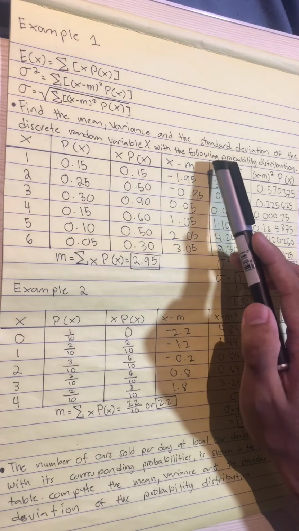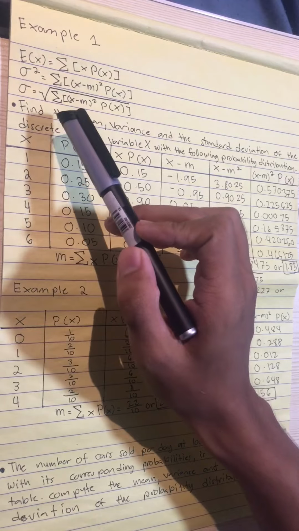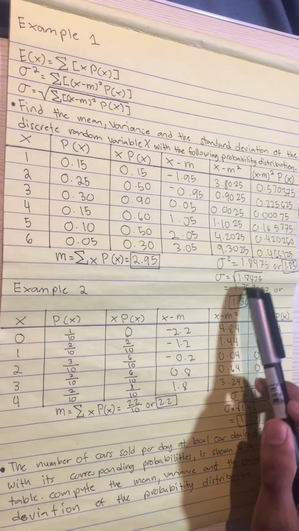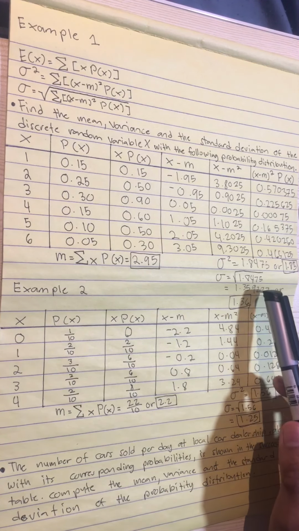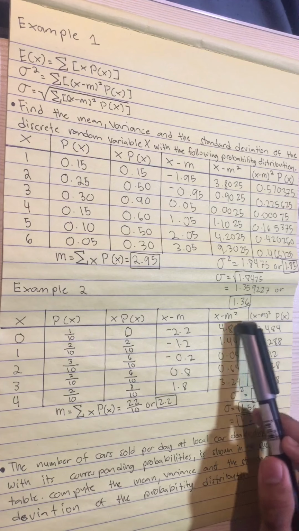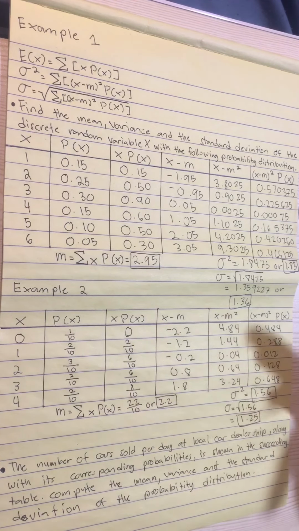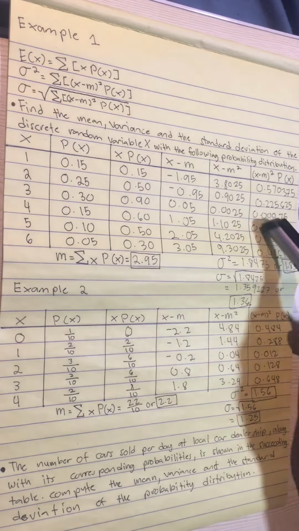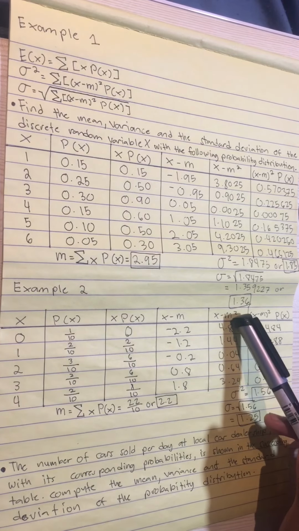And for us to get the standard deviation, we simply need to get the square root of our variance, which is already here. The square root of 1.8475, you will get the answer of 1.36. So there you go, a step-by-step process that you can use to fill out this whole column and get the mean, variance, and the standard deviation.